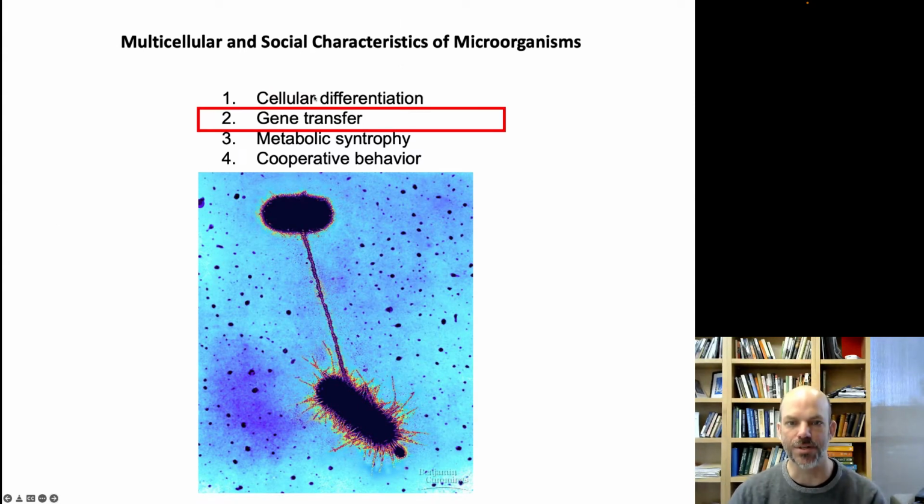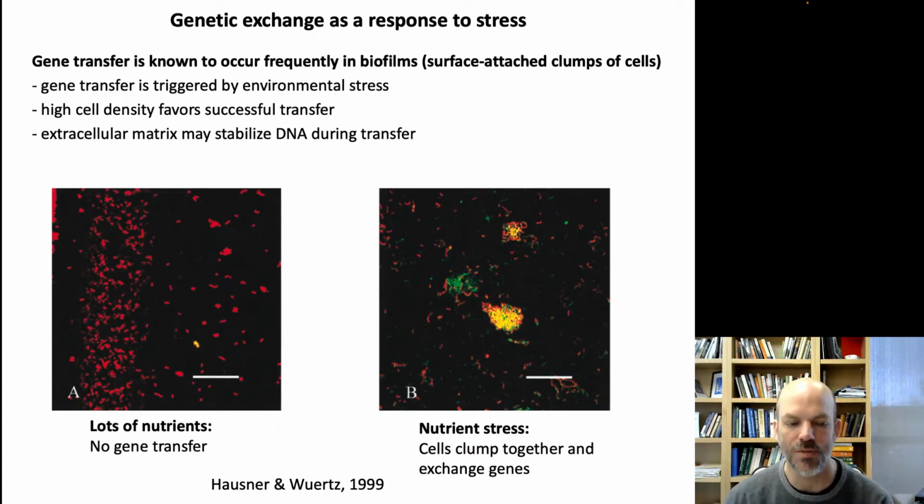Okay, so that was my first example of multicellular and social characteristics of microbes. The second example is gene transfer. So this is perhaps a consequence of the multicellular nature of microbes. We've talked about this before, and I mention it now because it is a fundamental aspect of being multicellular. I've shown this image before that gene transfer is basically a stress response in many, if not most, microbial species.